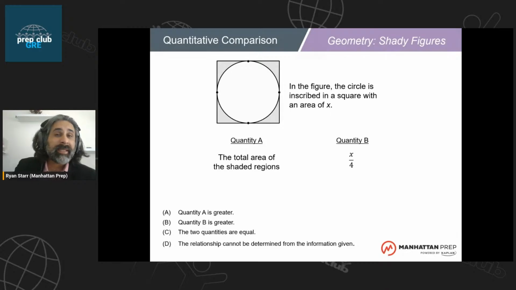Picking numbers can be different in geometry quantitative comparison than it is in all the other quantitative comparison types, because it's often not so much that you're testing cases as just showing what the true relationships are with numbers instead of with letters. You can absolutely do this one with letters, right? Get the area of the square, subtract the area of the circle from it. You're given the area of the square. The radius of the circle will be related to the length of the side of the square, and so you can get the area of the circle in terms of x. Subtract it from x, see what you're left with. Pretty sure you're left with less than a fourth. I'd swear to it.